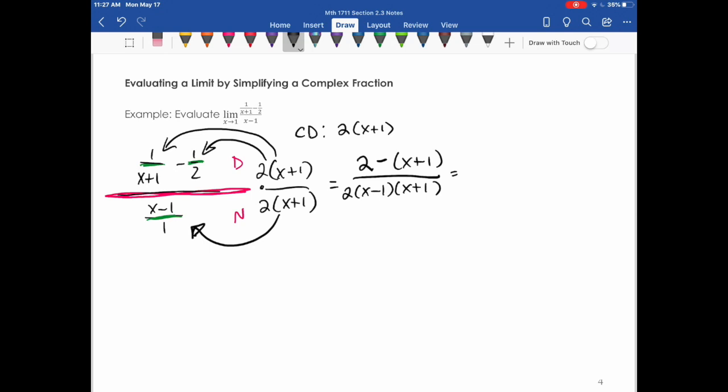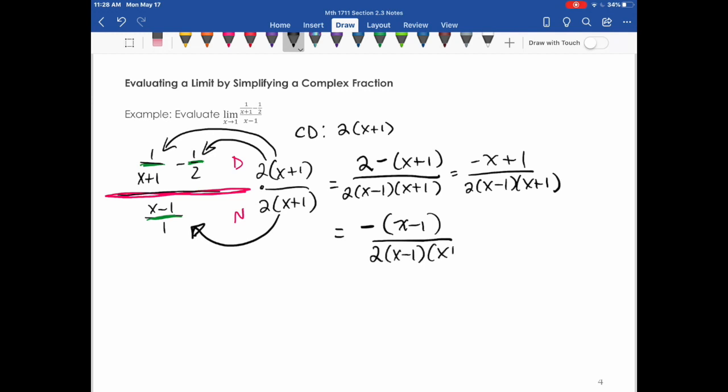So now, if I clean up the numerator, I'm going to get a negative x plus 1. And then in the bottom, I still have 2 times x minus 1 times x plus 1. And then, if I factor out a negative 1, I get a negative, and then I have x minus 1 all over 2 times x minus 1 times x plus 1. And now I have a factor that's the same in the top and the bottom that I can get rid of. And so I'm left with a negative 1 over 2 times x plus 1 when I simplify that complex fraction.